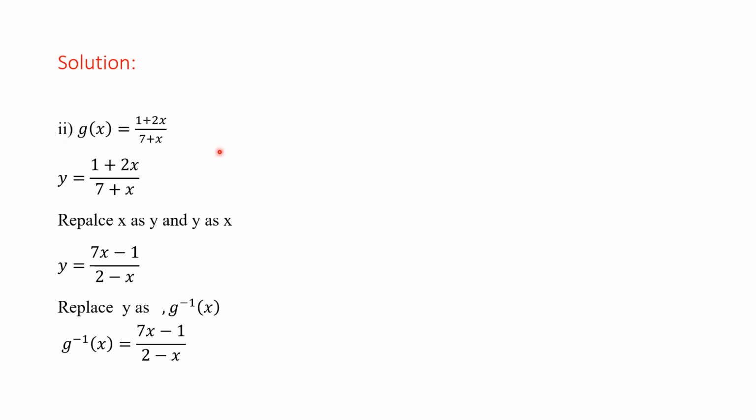And g of x is equal to 1 plus 2x divided by 7 plus x. So y is equal to 1 plus 2x divided by 7 plus x. Replace x as y and y as x. Replacing it, y is always given as g inverse of x. So finding that value, you will be writing (7x minus 1) by (2 minus x).